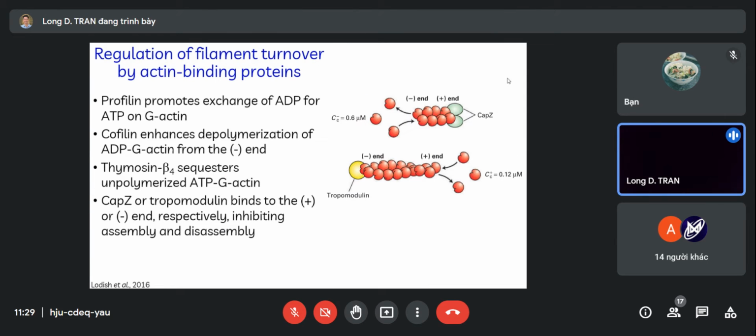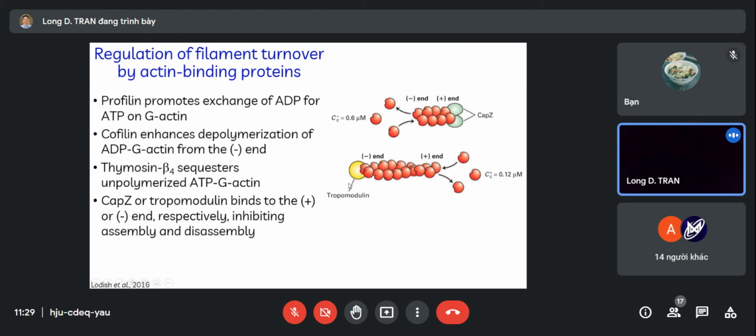Some actin which is required to be more stable, or sometimes they may not, but most stable actin will be kept by a protein at the plus end, CapZ. It binds to the plus end and prevents the G-actin from dissociating from the plus end, as well as preventing new G-actin from associating to the plus end. So if CapZ binds to the plus end, the plus end will not change. It's stabilized.